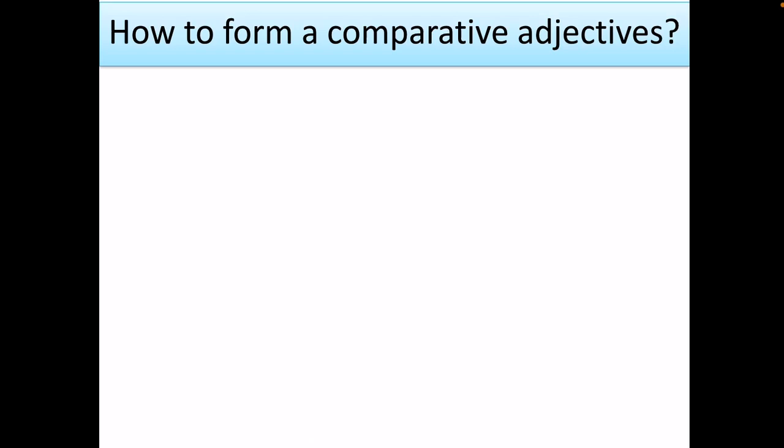Now how to form a comparative adjective. After we learned the use of comparative adjectives, we have to learn how to form it. How to change the adjective to a comparative adjective. Now we have different rules. You have to memorize all of them. Okay, let's start with the first one.